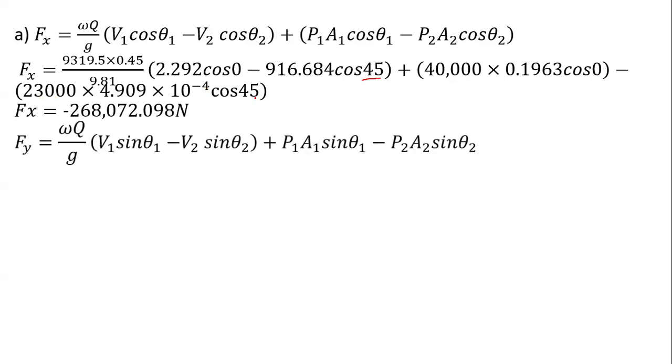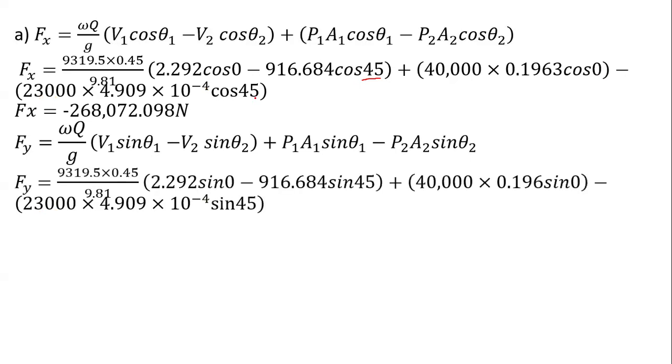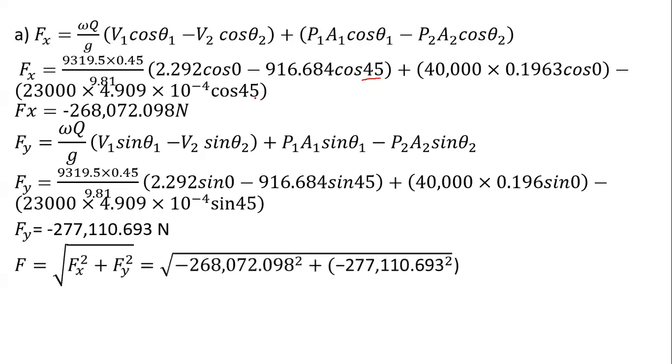268,072.098. Then we do the same for the vertical, meaning wherever there's cos, we put sin and we do the substitution. The answer comes out as Fy is negative 277,110.693 newtons. Combining these using Pythagoras theorem, you'll find that this is what we have now. Both of them are negative, so the negative will dissolve because of the squaring part. So then our answer is 385,555.425 newtons. That is our resultant force.